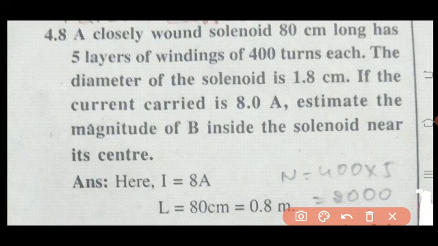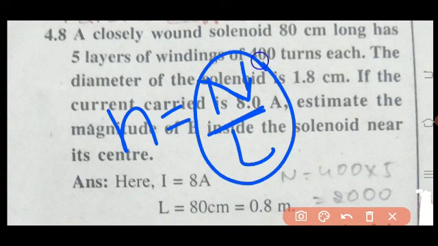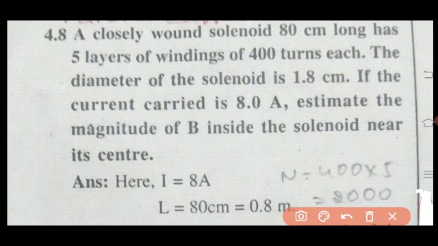How many turns does it have? That is n equal to total turns by total length. We have to use this equation, the number of turns per unit length. Okay, what is the total turns? See the question once again. The total length is 80 centimeter. Clear? It has 5 layers of windings of 400 turns each.